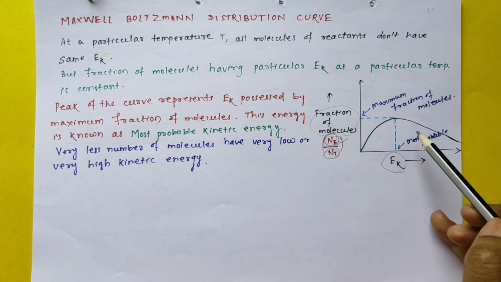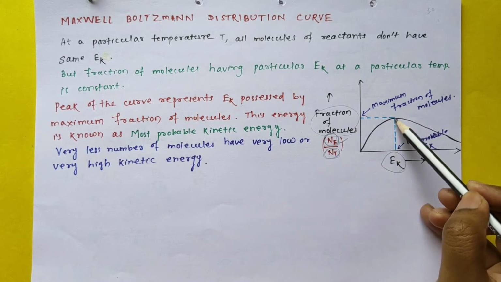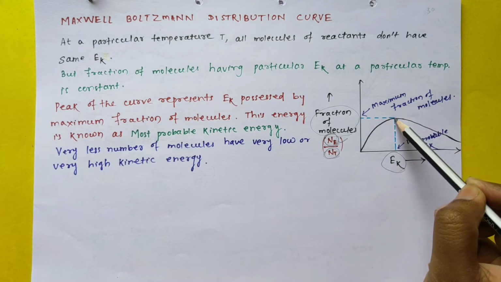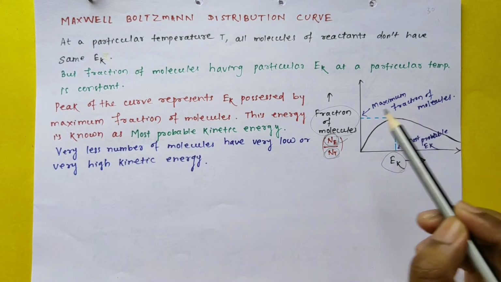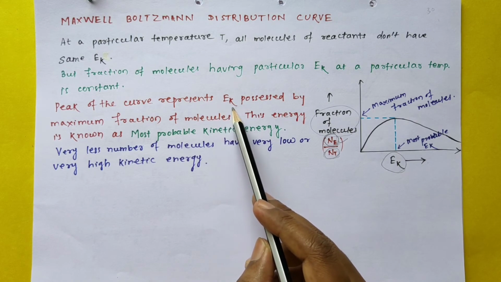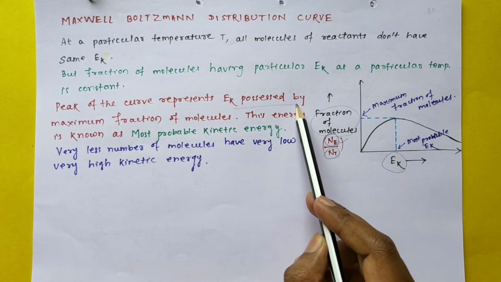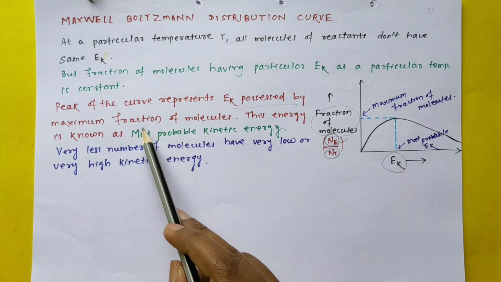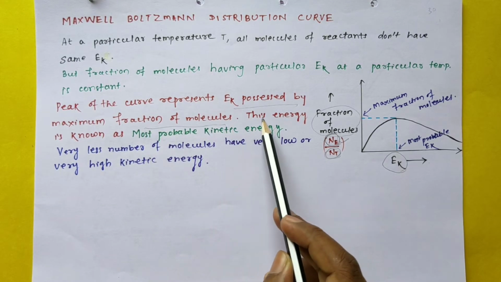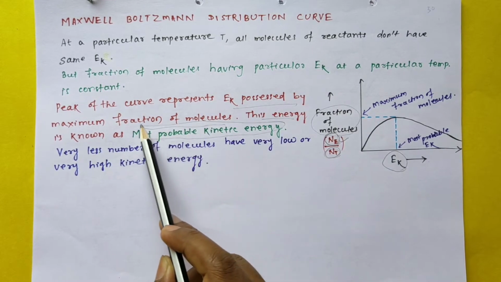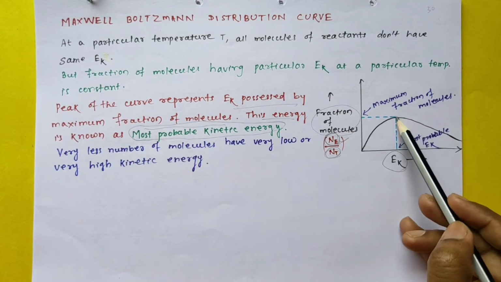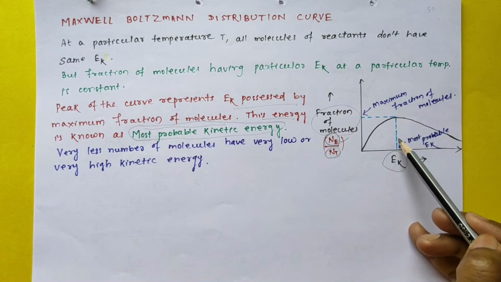So you see, this is the peak of the curve. This peak of the curve represents what? Peak of the curve represents energy possessed, or the kinetic energy possessed by the maximum fraction of molecules. This energy is known as most probable kinetic energy. So this is the most probable kinetic energy.